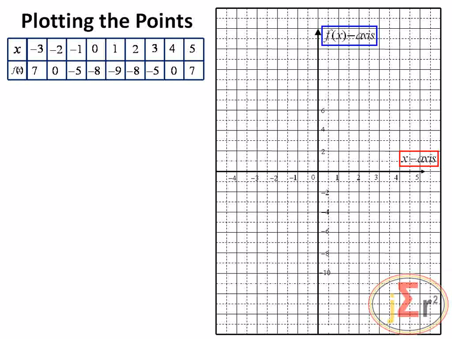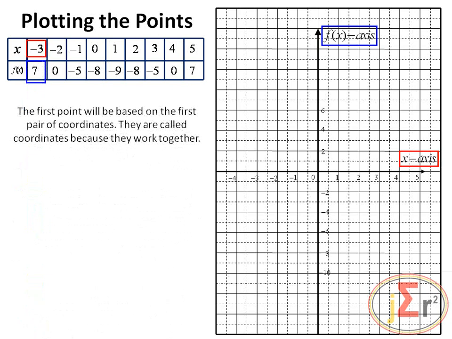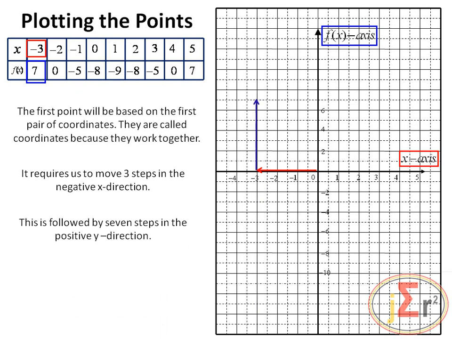So let us see how we are going to put our points on the axes. What do we have right there? The first point will be based on the first pair of coordinates. They are called coordinates because they work together. They cooperate with each other. So there you have. Now, you notice that we have a negative 3, 7, the x is negative 3, and the f of x is 7, or the y-axis. So it requires us to move 3 steps in the negative x direction, and the arrow is showing it right there on your right. There you have another arrow going.